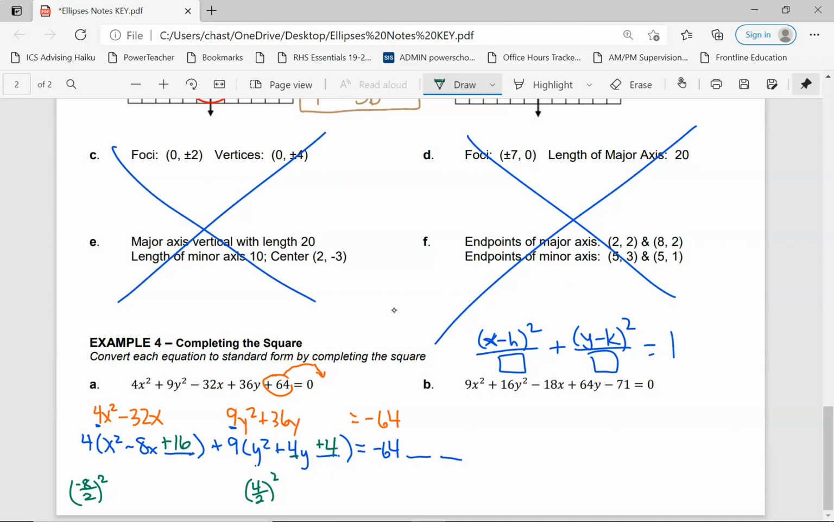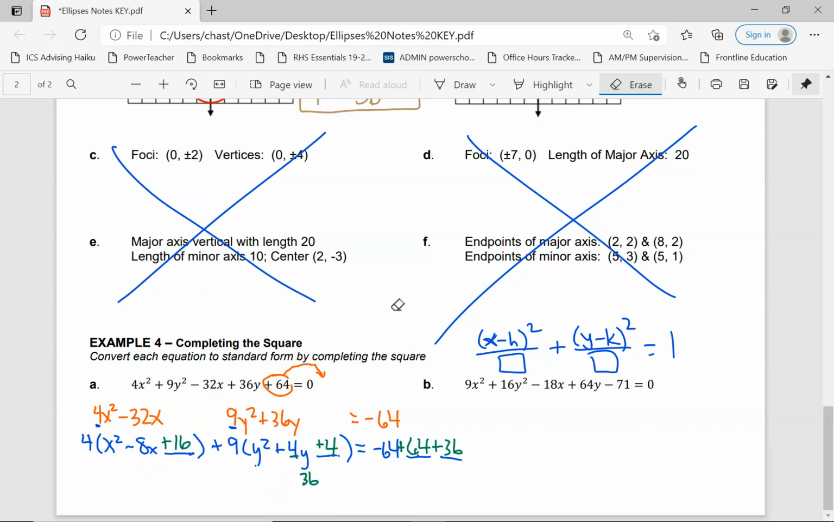Now, I would just say, okay, put the 16 and the 4 over to the other side, but remember we factored out some numbers. So 4 times 16 is 64. So that needs to come over here, okay? And then this 9 times 4 is 36, so I need to make sure that I do 36 here. All right? And don't worry, we'll practice this more, but that's how we're getting those numbers that I put over to the right.